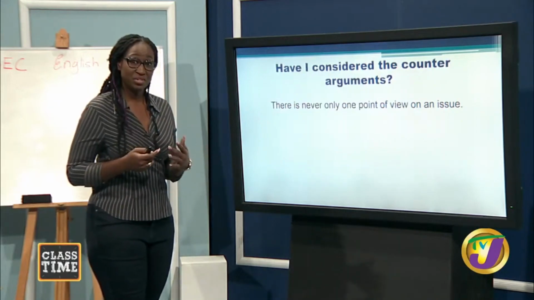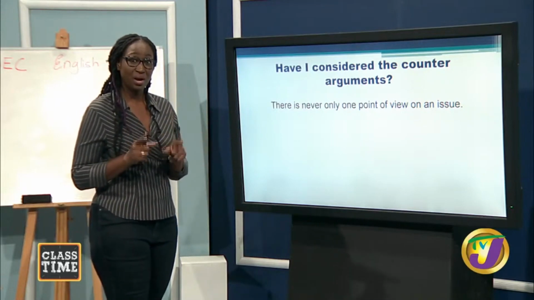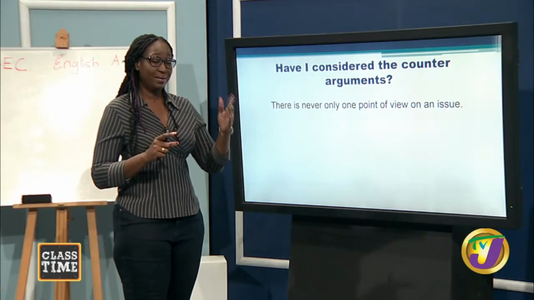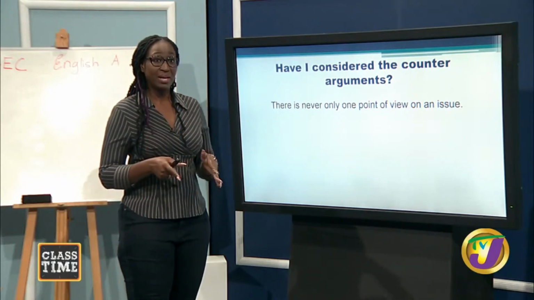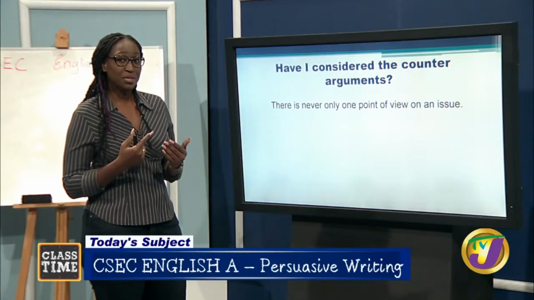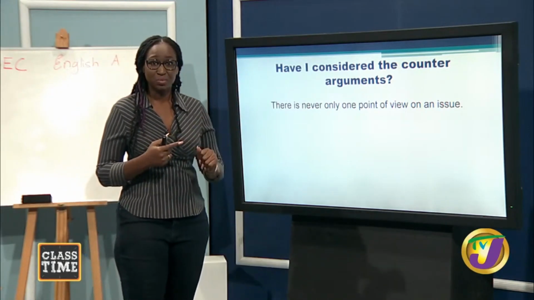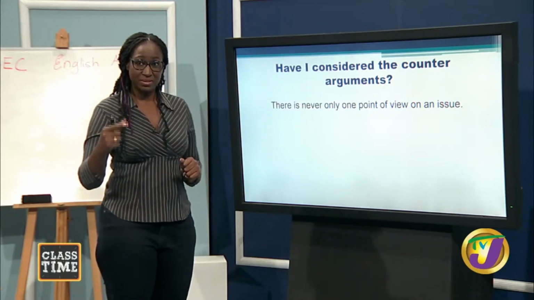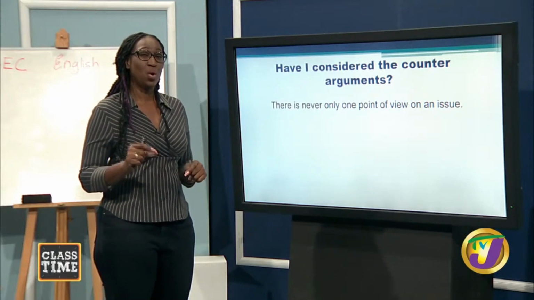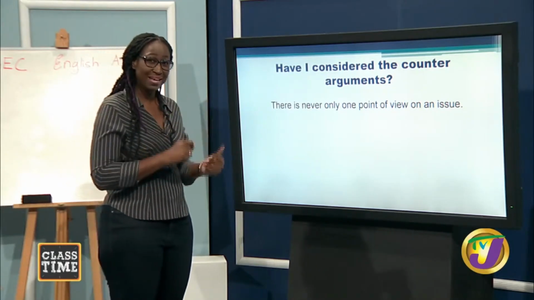The next question that you need to ask: have I considered the counter arguments? These are the things that would go against the stance you have chosen, and you have to consider that. And again, you consider that because if I believe A, B, and C, and somebody else believes X, Y, and Z, I need to know why they believe this. I need to know how I can address the fact that they believe that instead of what I believe.